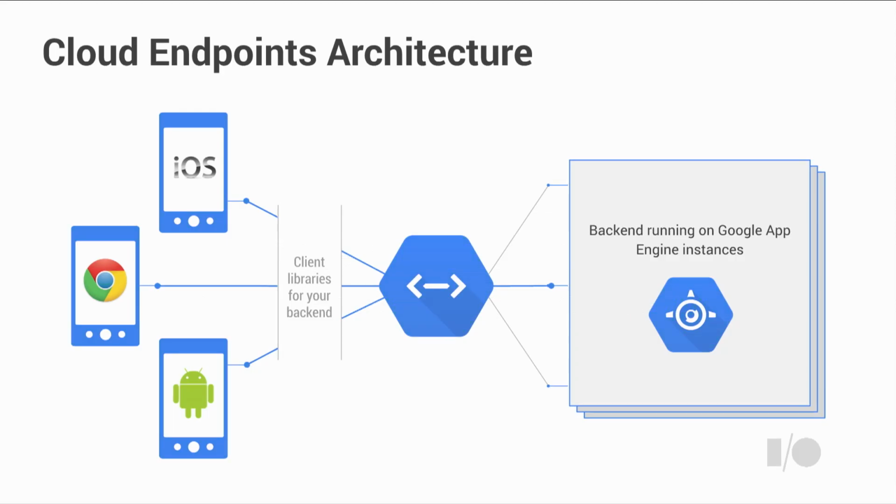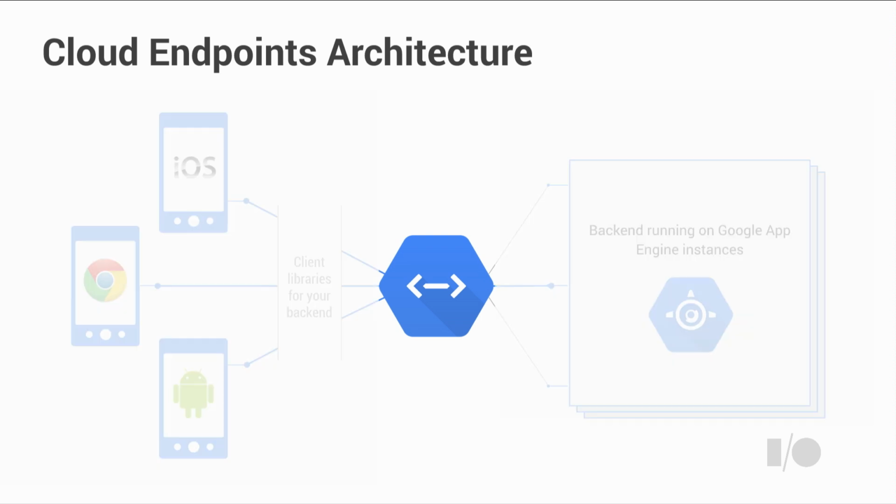So here's the typical architecture of a Cloud Endpoints powered app. On the right-hand side, you have the backend, which is running on Google App Engine. And then on the left-hand side, you have the clients, which might be JavaScript, Android, iOS. And these clients are using Cloud Endpoint client libraries to communicate with the backend. So this might seem a little bit complicated from the first sight. But in reality, Cloud Endpoints define a very simple workflow.